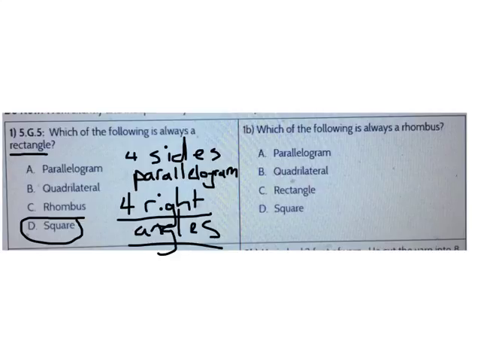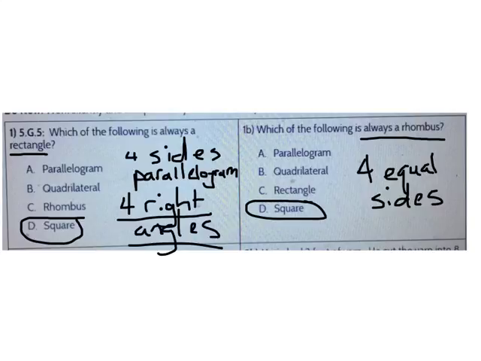Now you try 1B. Which of the following is always a rhombus? Well, what makes a rhombus a rhombus? A rhombus has four equal sides. Which one has four equal sides always? It's D, a square. A square is always a rectangle and a rhombus.